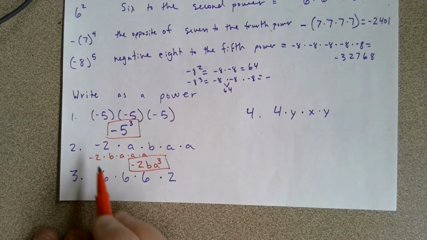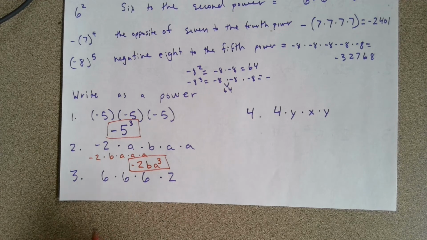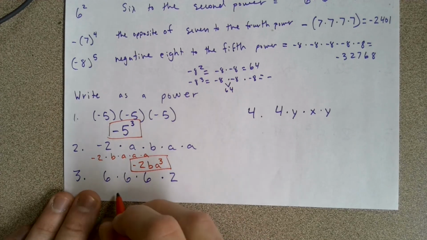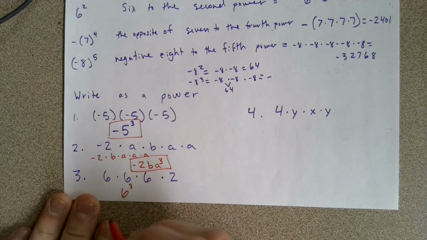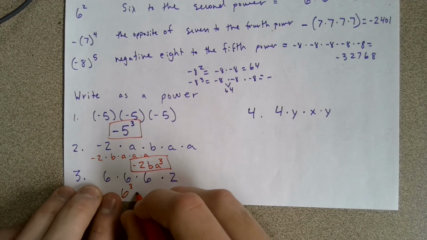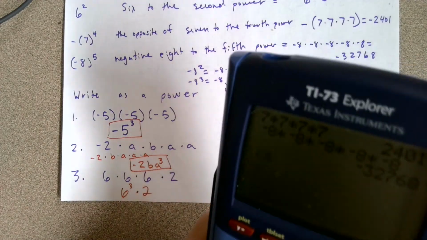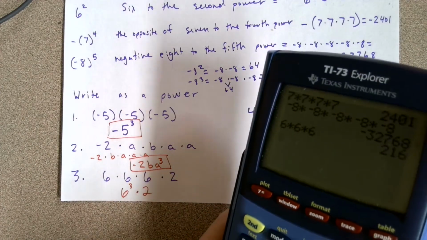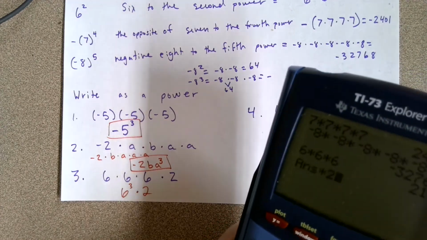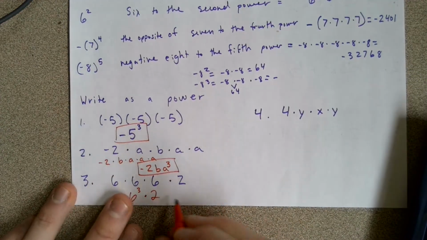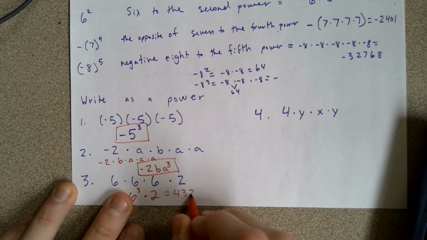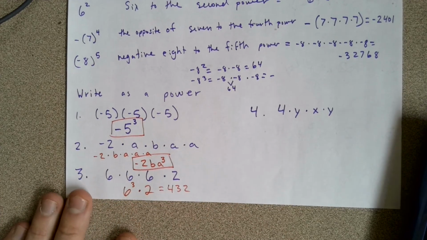Take a look at our next one. We've got 6 times 6 times 6 times 2. Well, I know that 6 times 6 times 6 I can write as 6 to the third power. 6 times itself 3 times. Times 2. We could actually solve this if we wanted to. I'm not going to worry about that for now. But we could do 6 times 6 times 6, 216, times 2. Our answer would actually be something like that.